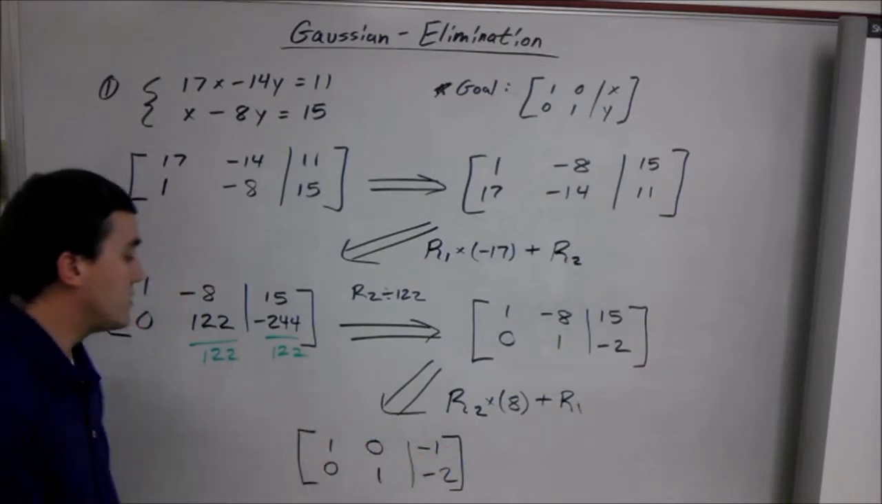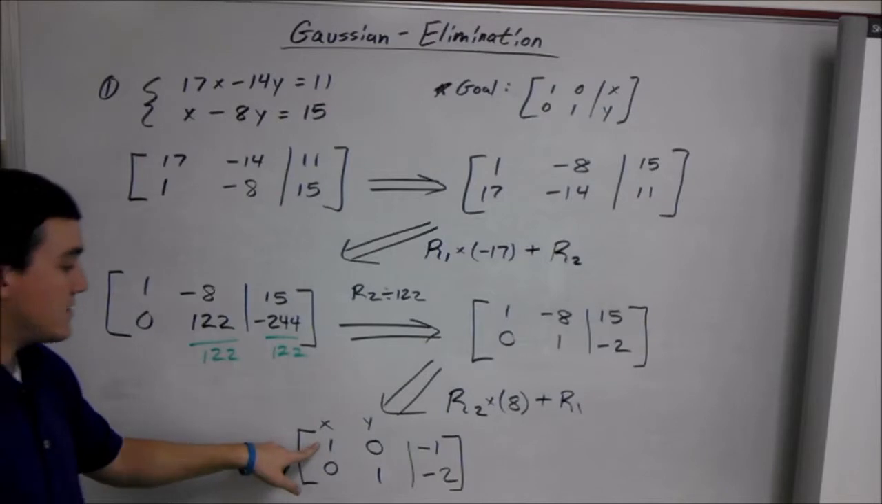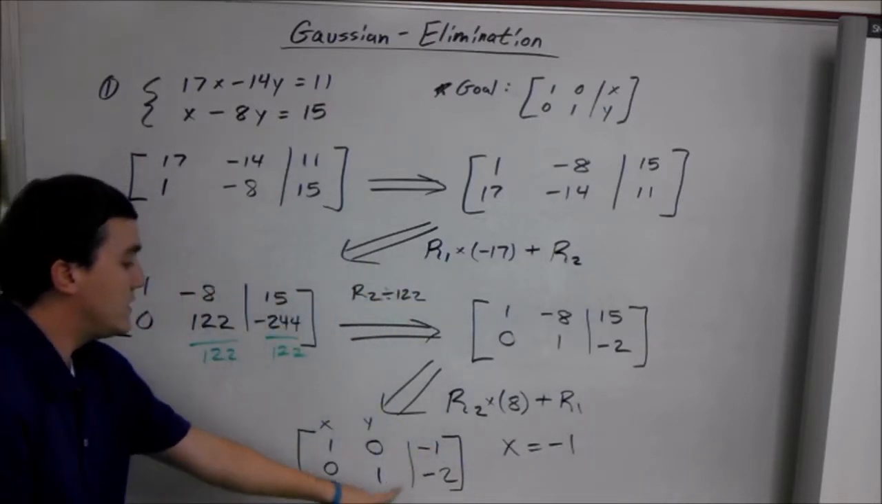That gives us our x value, because this is our x column and y column. Pretty much gives us 2 equations. X equals -1 and y equals -2.